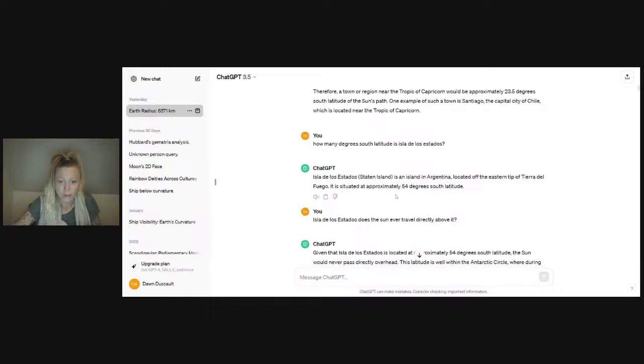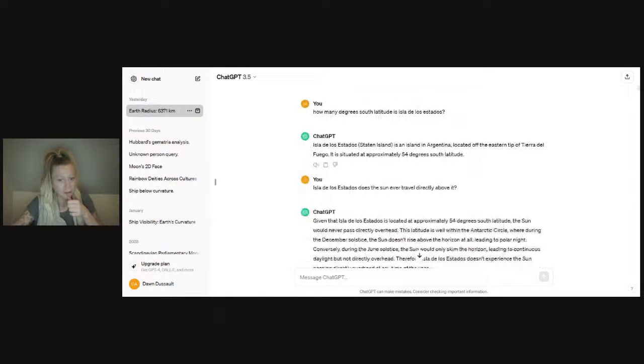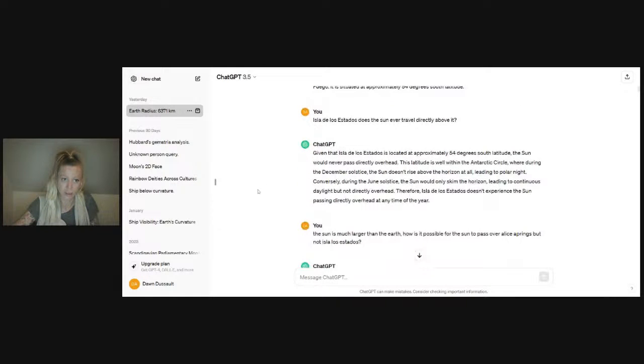So Isla de los Estados, Staten Island, is an island in Argentina located off the eastern tip of Tierra del Fuego. It is situated at approximately 54 degrees south latitude. And we know that 50 to 54 degrees can be measured into distance. Even with that, 15 degrees is like 1,000 miles. So 15, 30, 45, just for a rough guess, it would be anywhere between 3,000 and 4,000 miles distance traveled, if you look at the calculations. A fun fact, anyway, I'll keep on going through this first.